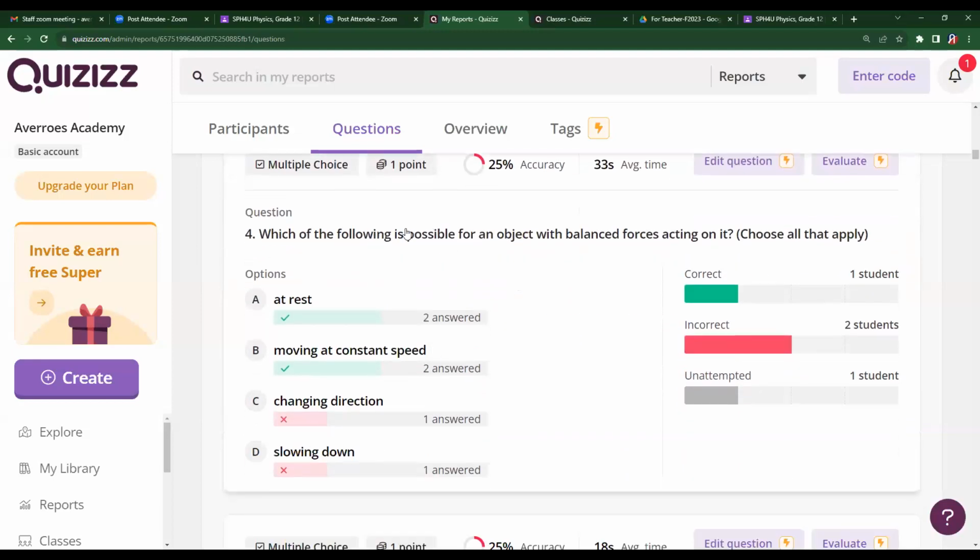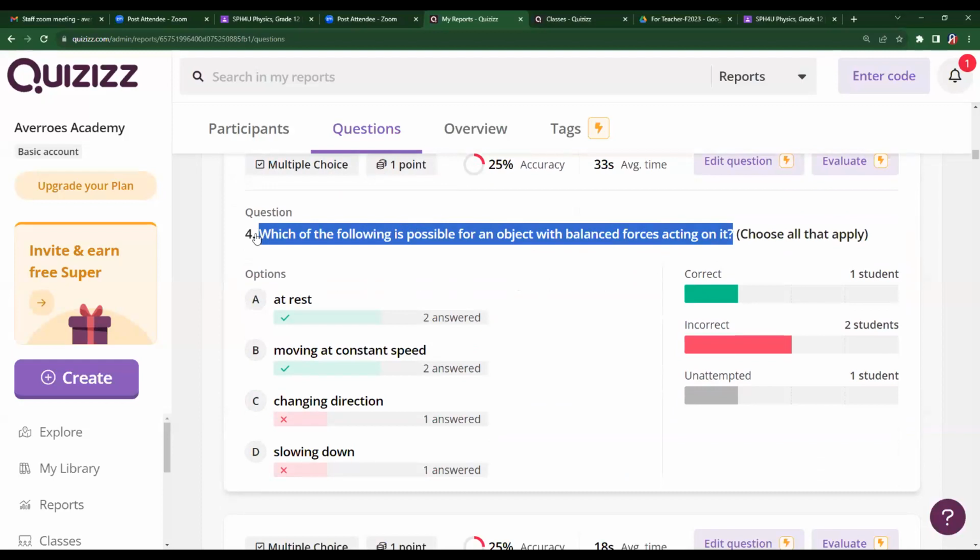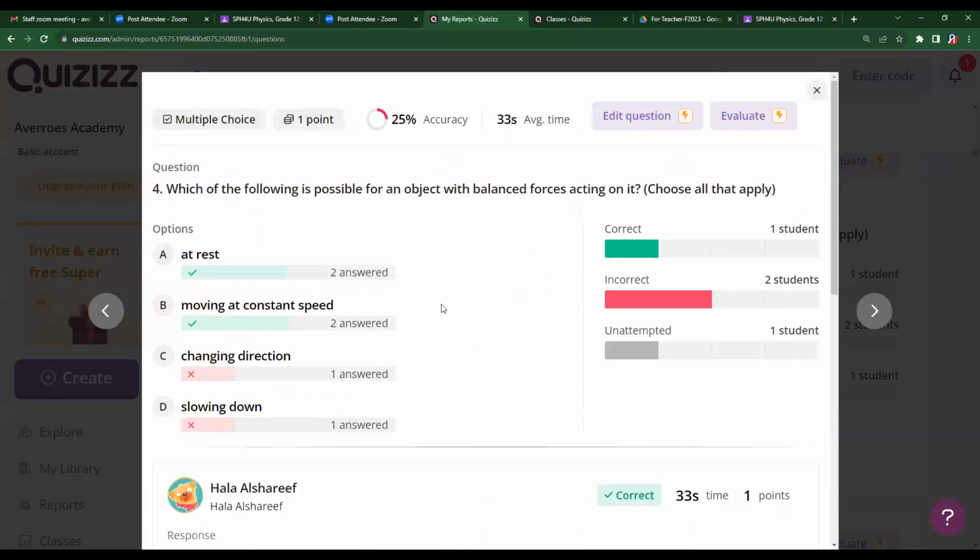Which of the following is possible for an object with balanced forces acting on it? When did we learn about balanced forces? Which physics concept do you need to apply there? Do you remember which Newton's law we apply when forces are balanced and the object is moving? Hala, Larin, are you here?